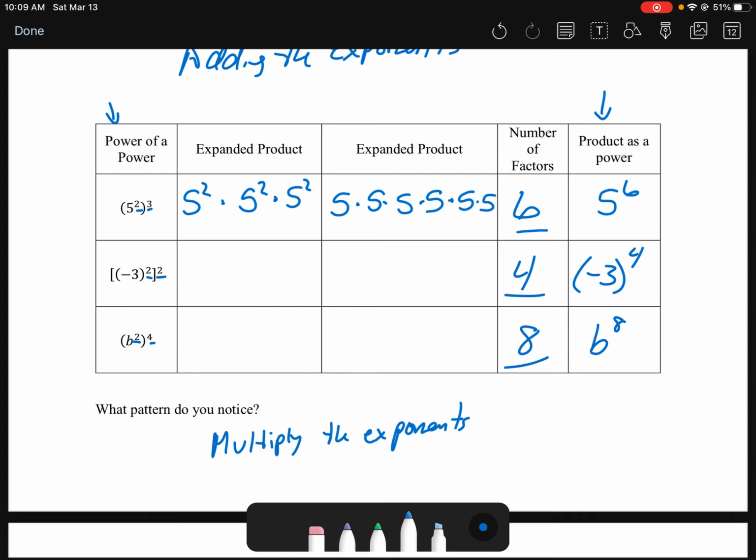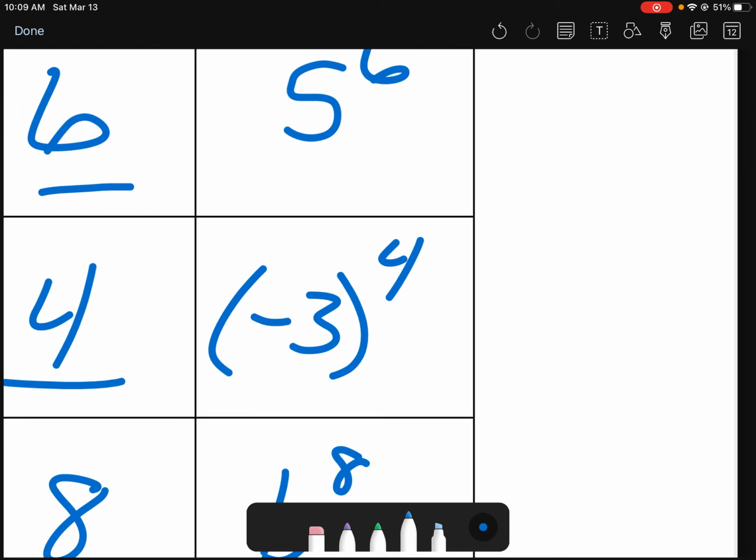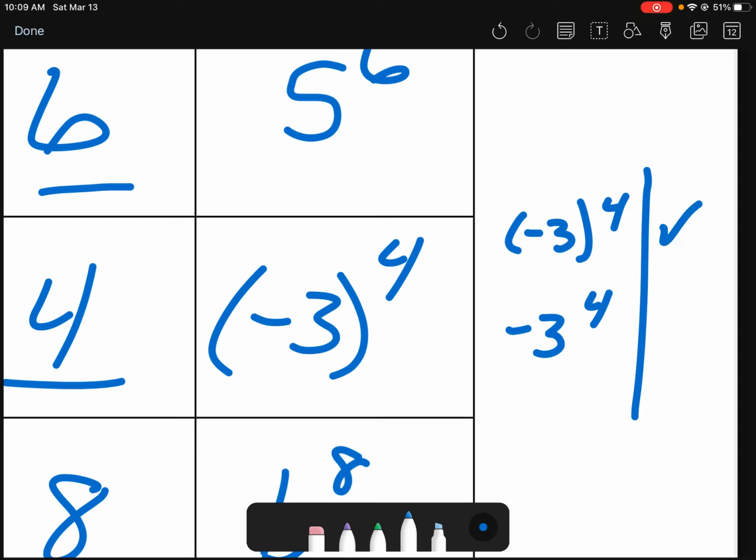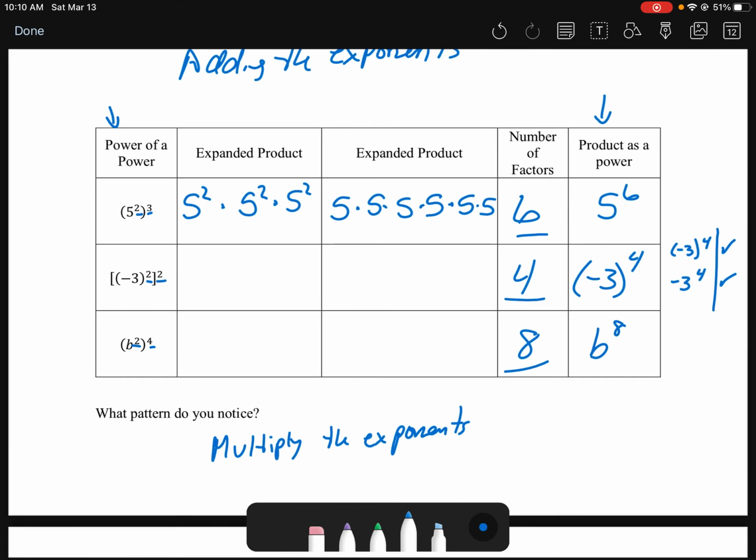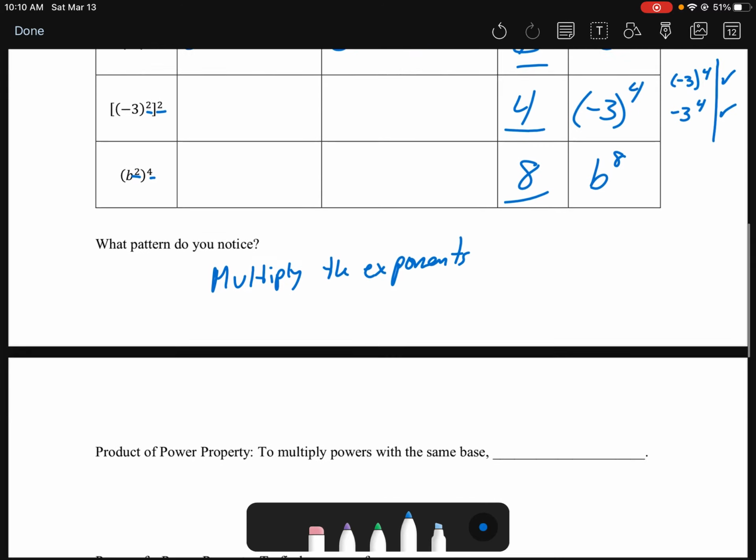A small sidetrack. For this product right here, I had parentheses written around my -3. Are these two things here the same thing? If you want an answer, go ahead to your calculator, plug something like this in, plug something like that in. Do you get the same answer? We'll talk about it when we see each other in class next.